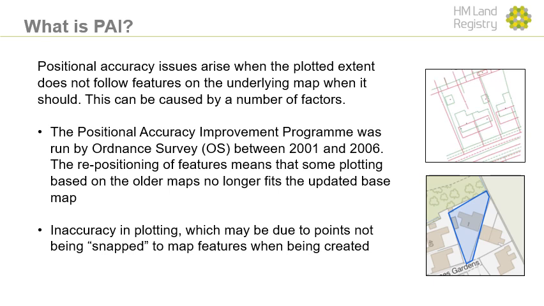If a polygon has been plotted freehand without snapping to points on the base map, it may not accurately follow the features. This inaccuracy will also require correction. In some cases, of course, it is intentional to not follow base map features, in which case the plotted extent can be left as it is after checking.